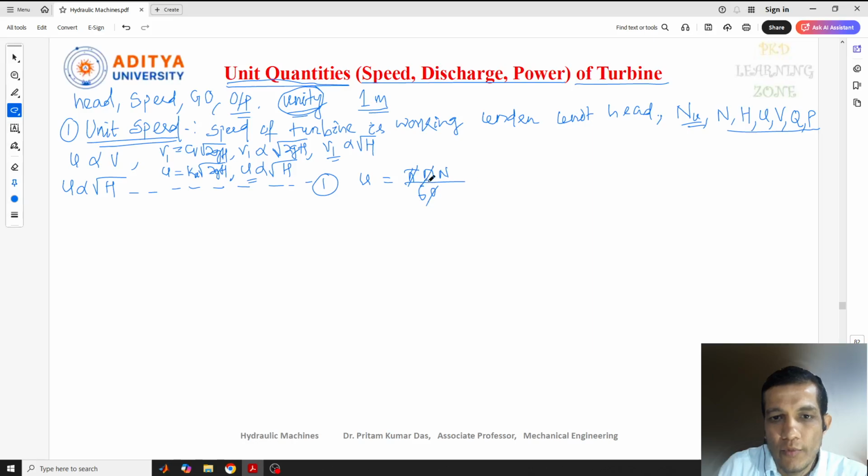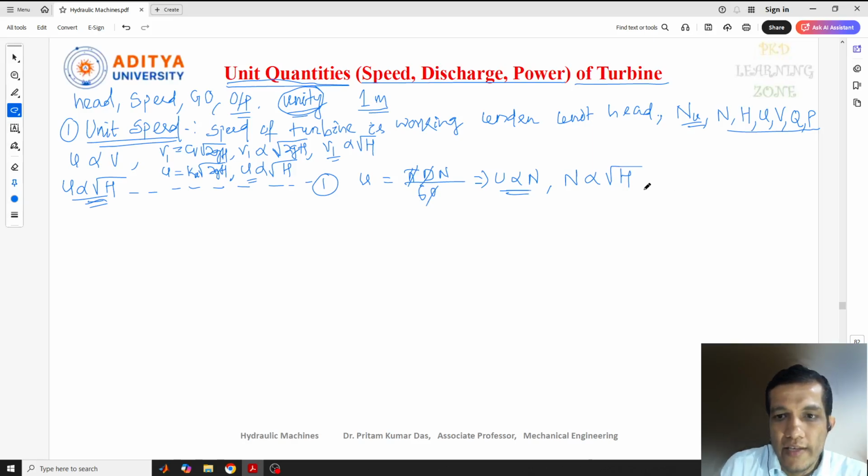So suppose the diameter is fixed. Now here I can write u is directly proportional to n. Okay, u is directly proportional to n, and here we got u is directly proportional to root over h. So from this we can write that n is directly proportional to root over of h, by this equation and this equation, from these two equations.